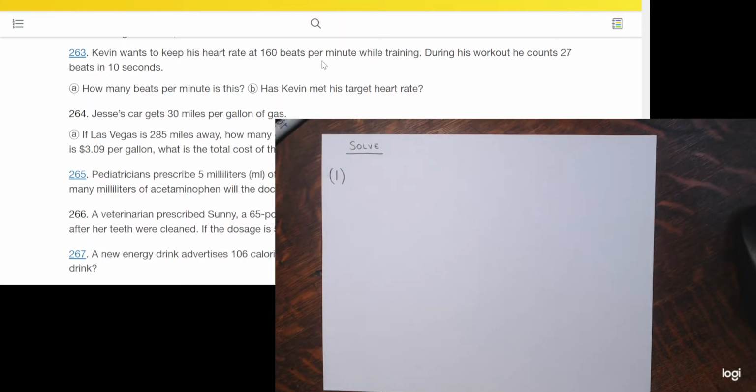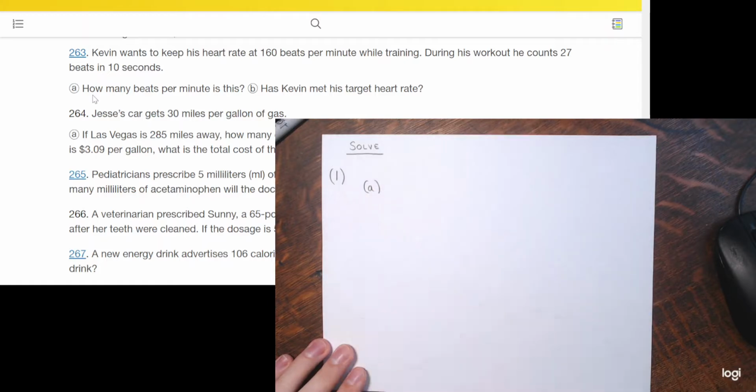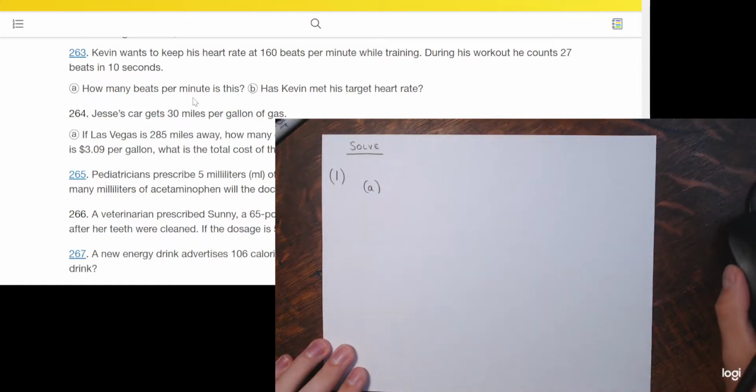All these are ratios. Can be written as fractions. And there are units involved, right? The heart rate units are beats, and you'll have these time units of minutes. Alright, so once again, Kevin wants to keep his heart rate at 160 beats per minute while training. During his workout, he counts 27 beats in 10 seconds. So part A is how many beats per minute is this?